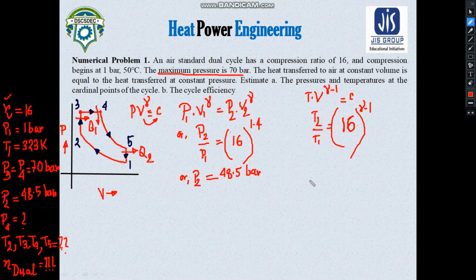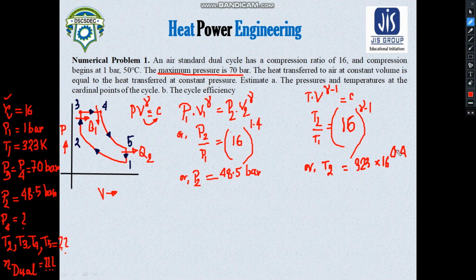And you know T1 is what? T1 is already given as 323 Kelvin. So T2 would be 323 into 16 to the power 0.4, because gamma is 1.4. Subtracting 1 from it, it gives 0.4.